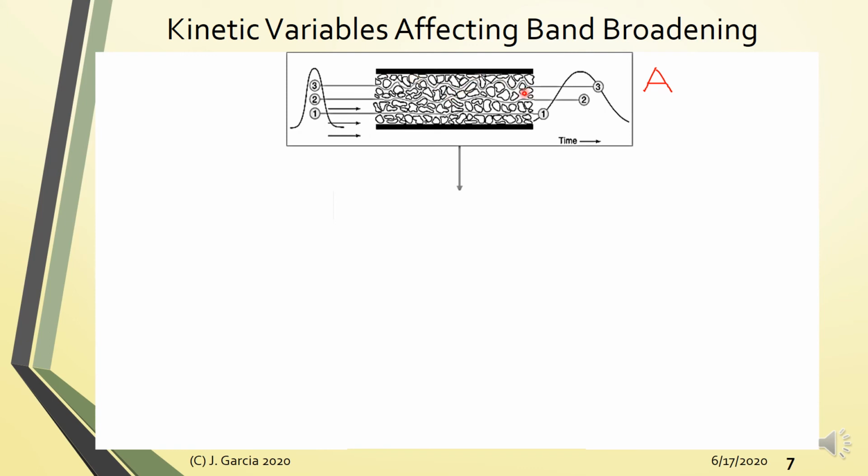Because of the random manner by which these particles are compressed or packed together, it creates random pathways. Some pathways are longer than the other pathways. And because of these differences or multiplicity in the pathways, you have differing rates by which your solute can travel across the column. And that is one reason why some come out earlier and some come out later.